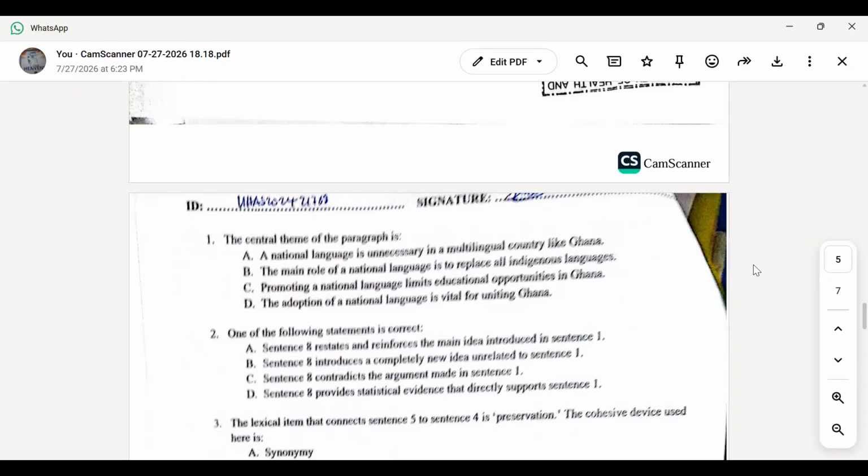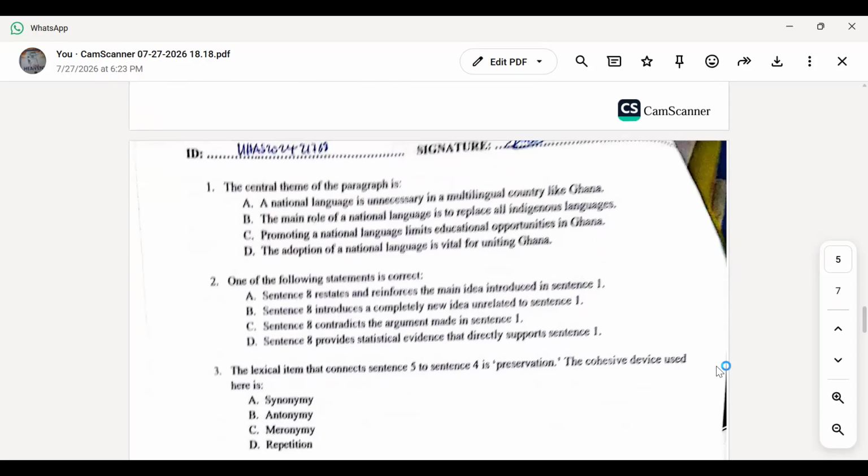What's the answer? D. D for dog. The adoption of a national language is vital for uniting Ghana. Okay, so let's accept D. Any different answer?